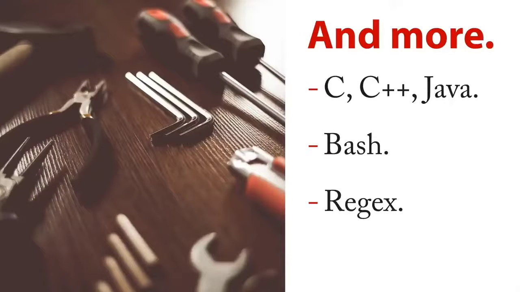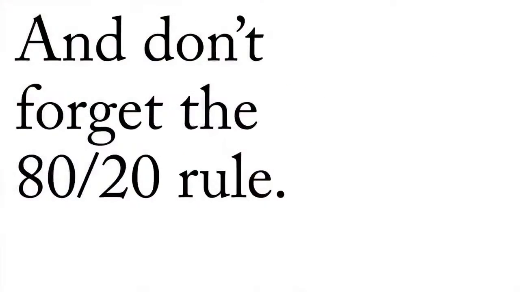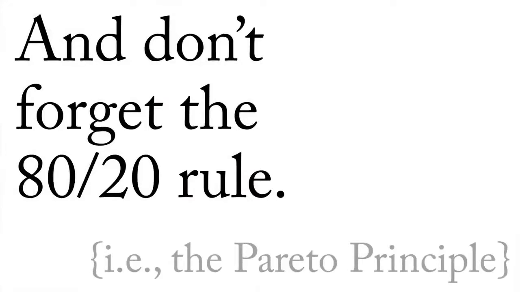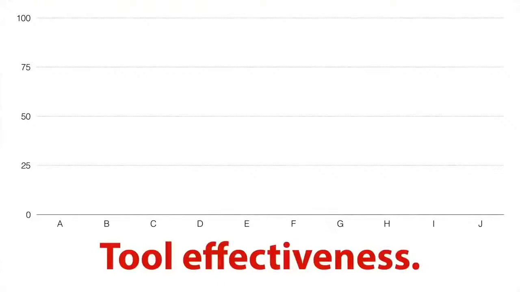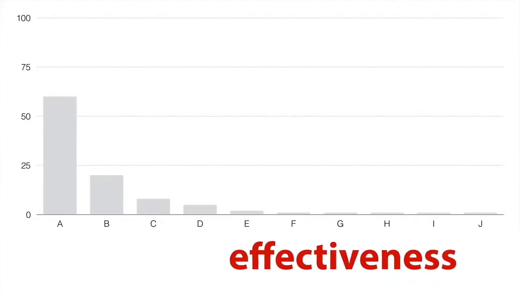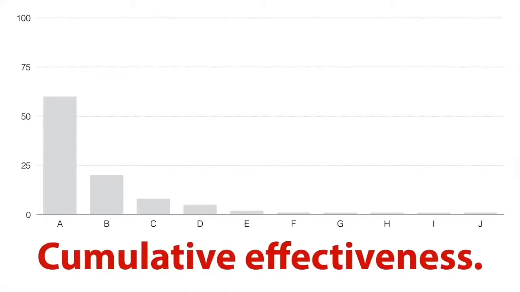But as you consider all the tools that you can use, don't forget the 80-20 rule, also known as the Pareto principle. And the idea here is that you're going to get a lot of bang for your buck out of a small number of things. I'm going to show you a little sample graph here. Imagine that you have 10 different tools, and we'll call them A through J. A does a lot for you, B does a little bit less, and it kind of tapers down to a bunch of tools that do just a little bit of what you need. Now, instead of looking at the individual effectiveness, look at the cumulative effectiveness. How much are you able to accomplish with a combination of tools?